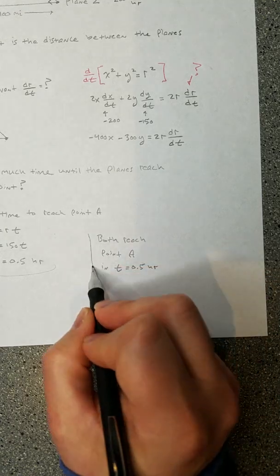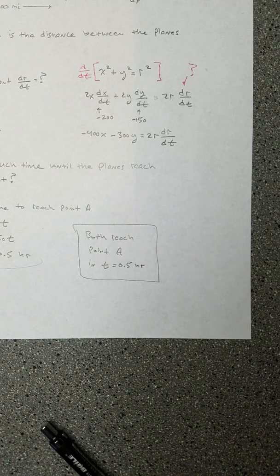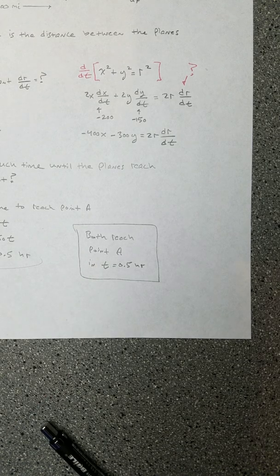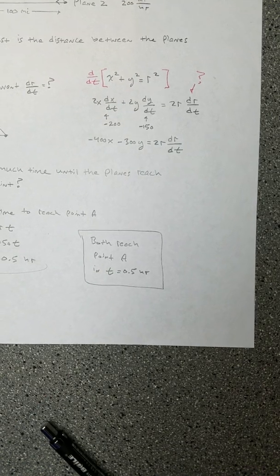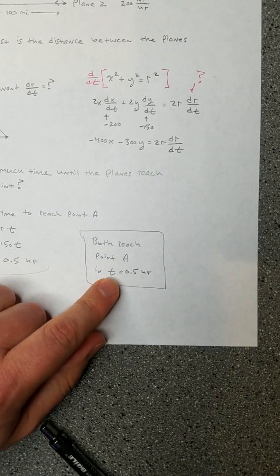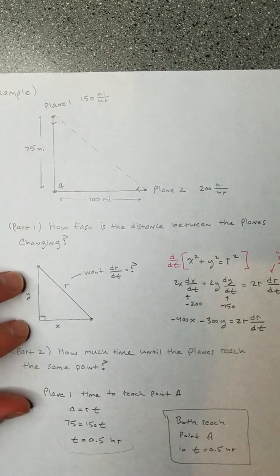So if there was an air traffic controller working on some kind of antiquated equipment, then he better divert their paths before a half an hour is up. But yes, they will reach that common point at the same time, and it is in half an hour from the time that they're at these respective positions.